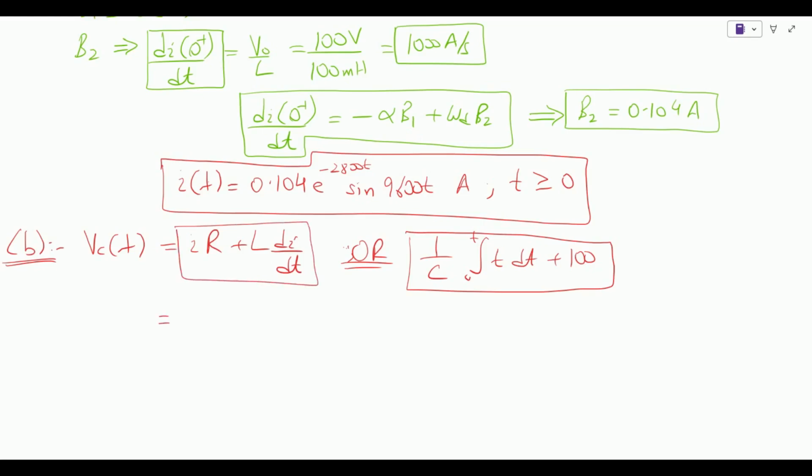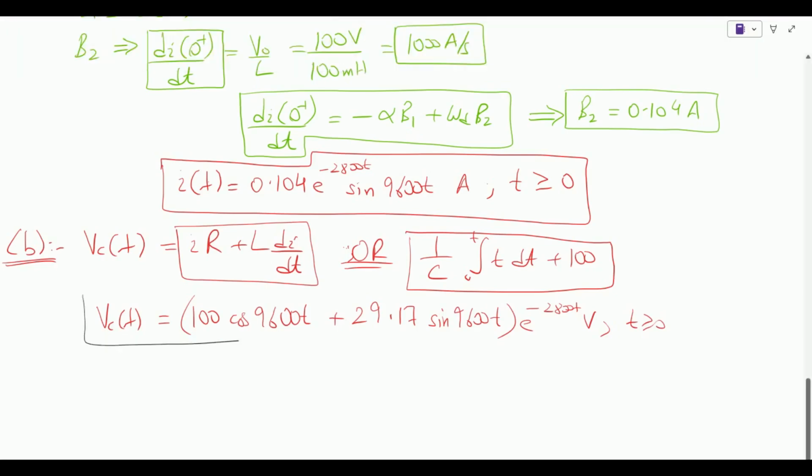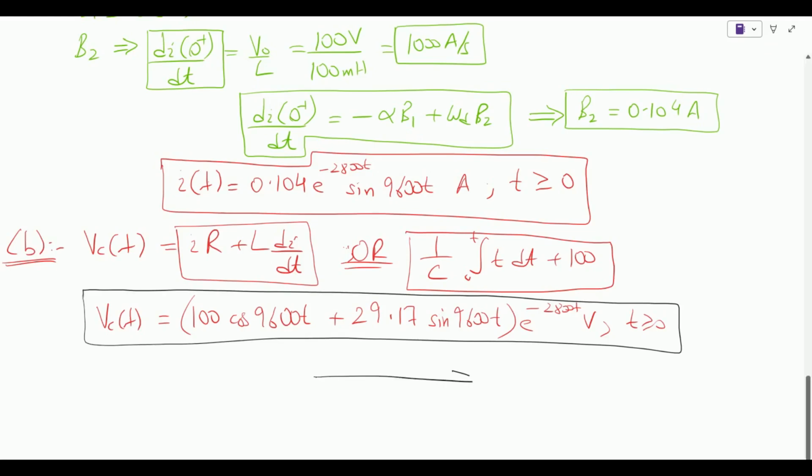Finally, the voltage across the capacitor when time is greater than or equal to 0 is 100 cos of 9600 t plus 29.17 sin of 9600 t, times exponential of minus 2800 t, volts, when time is greater than or equal to 0. This is the output voltage expression for the given series RLC circuit.